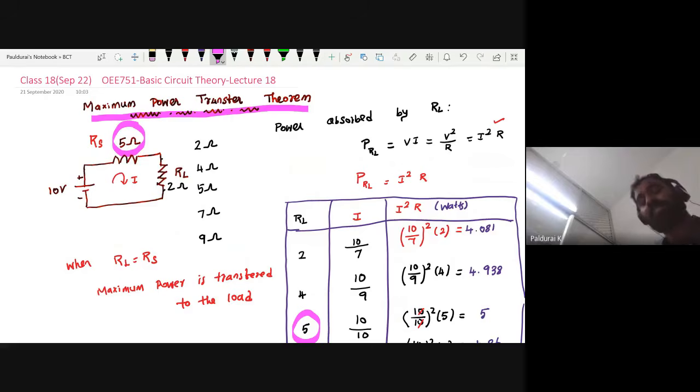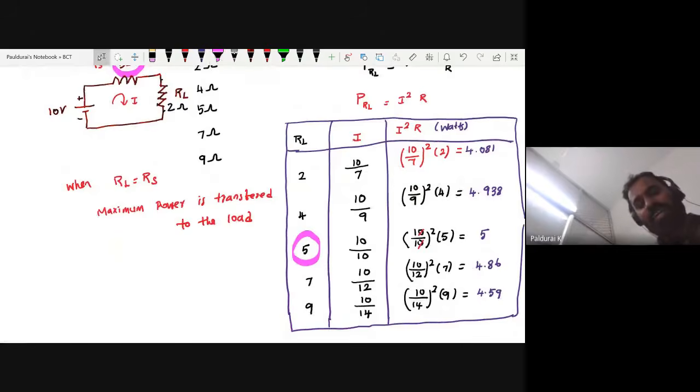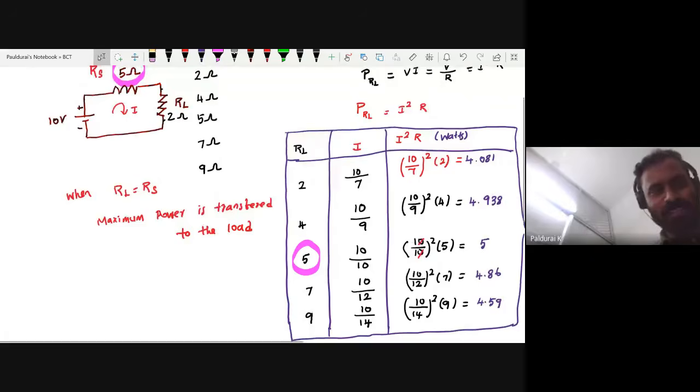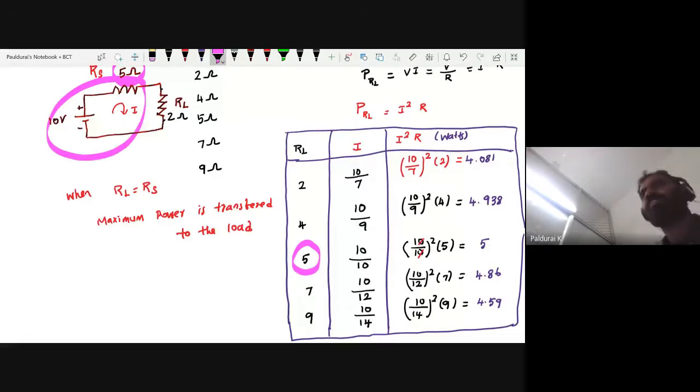So maximum power will be transferred to the load when RL equal to RS, right? Actually, this is my Thevenin equivalent circuit. Simply, I can say this is my Thevenin equivalent circuit, where RS is equal to RTH, the source resistance. When RL equal to RTH, maximum power will be transferred to the load. Here is the proof, right? Now take this.